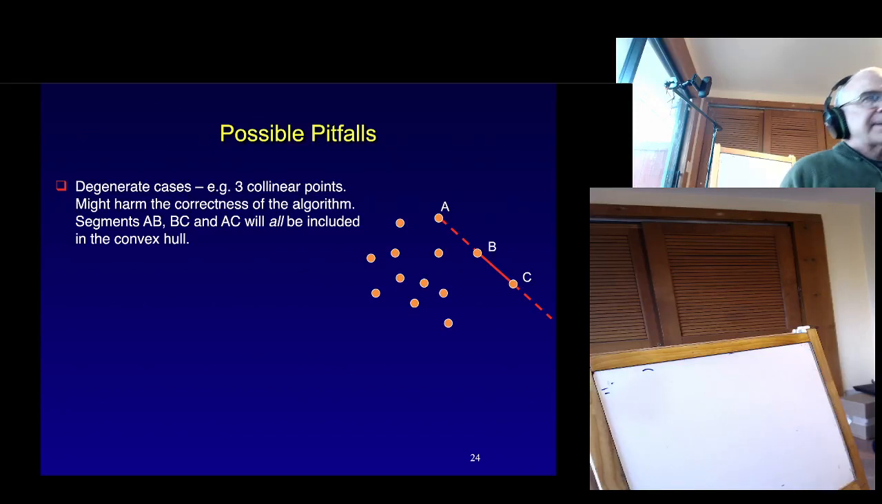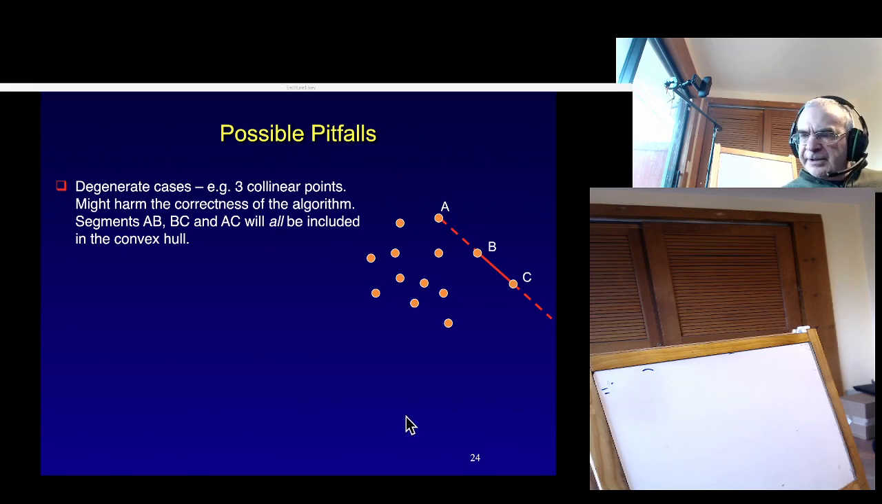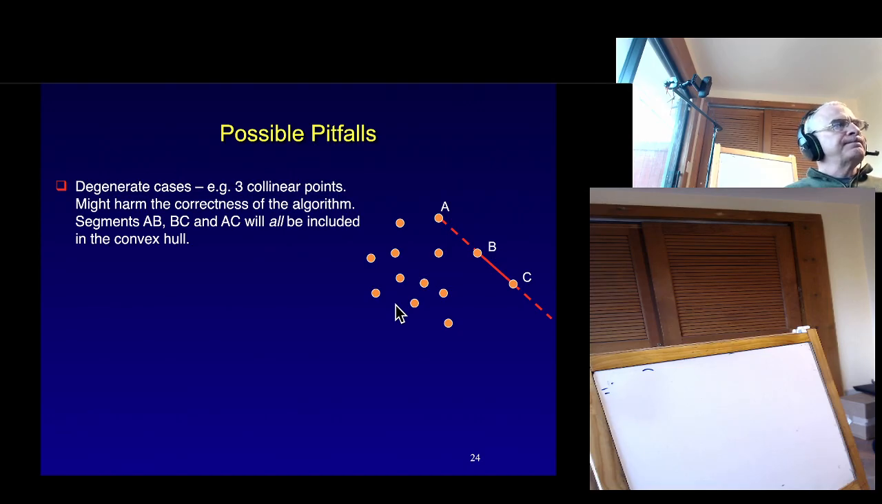Questions after last time? Is everybody happy with the n-cube time algorithm for finding the convex hull? Okay.